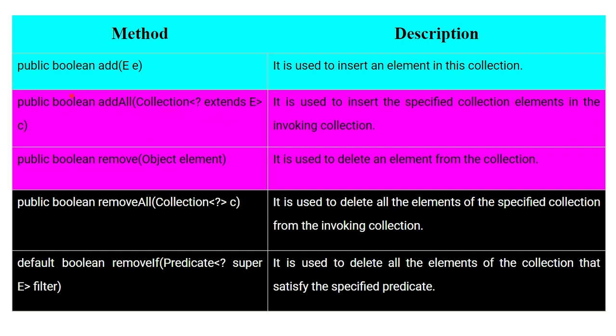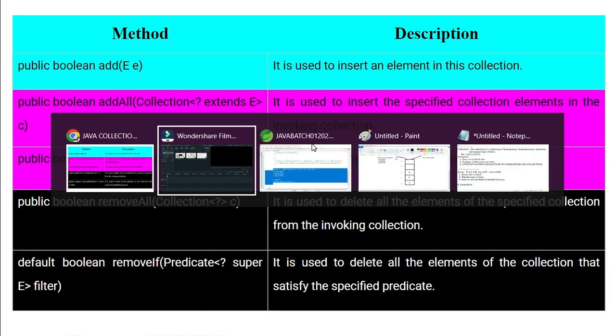So basically we have already seen the add method, and it is used to insert an element in these collections. So we are using the add method for inserting the element in the collection. This is the addAll method. The addAll method takes one collection and stores it inside this. So it is used to insert the specific collection's elements in the invoking collection. Let me explain how this method will work.